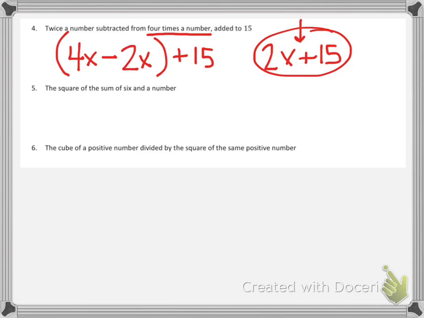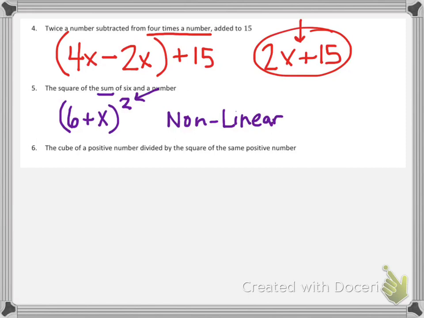Number 5, the square of the sum of 6 and a number. Sum means addition. I'm going to add 6 plus x, and then I'm going to take the square of that sum. In this case, we have an exponent that is greater than 1, so this automatically makes it nonlinear. As soon as you see that, it's nonlinear. Any exponent greater than 1 or less than 0, any negative exponent, makes it nonlinear.